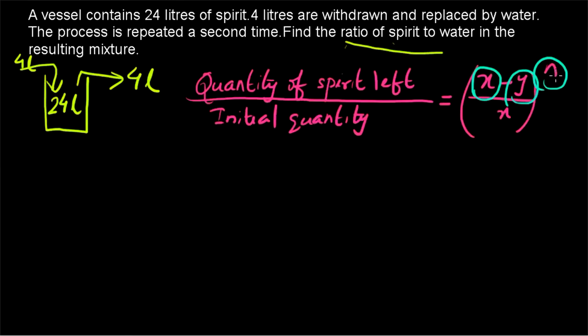So if we know x, y and n, we can easily find the ratio of the quantity of spirit left to the initial quantity of the spirit. Whatever the liquid be, we can use this formula. So now let's apply the formula here.